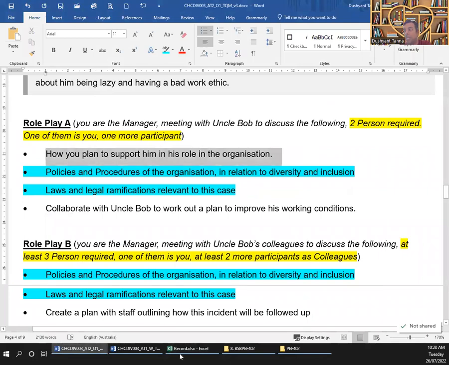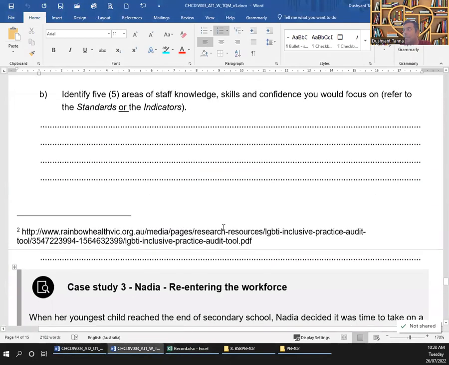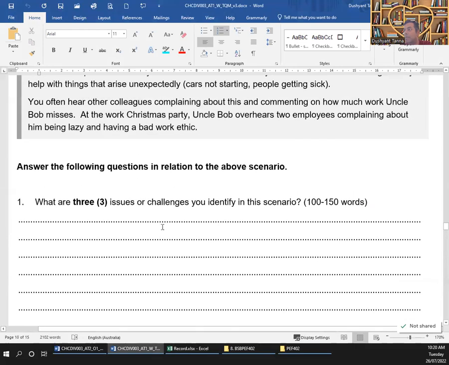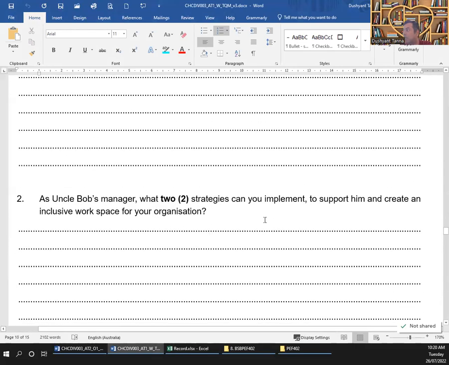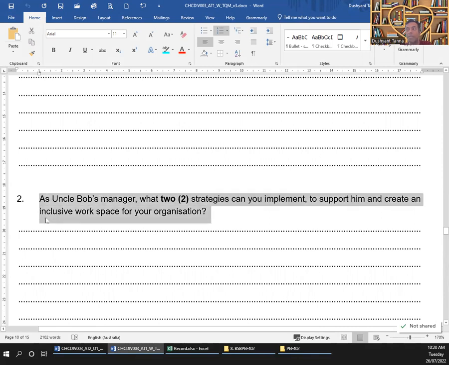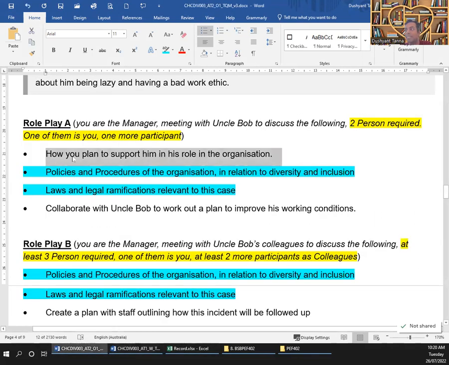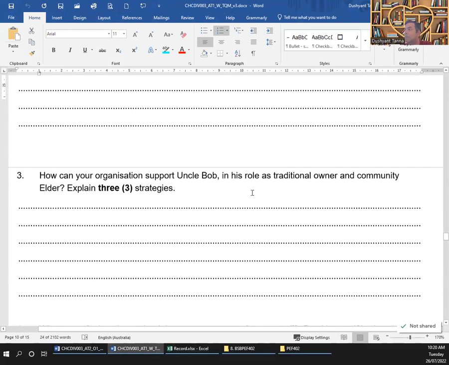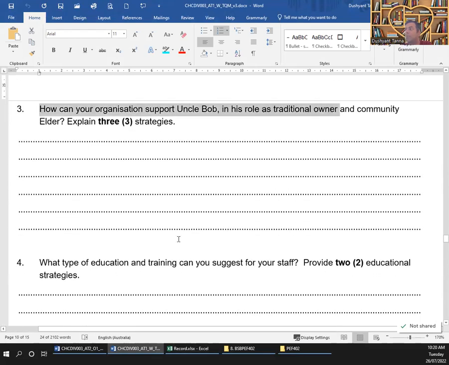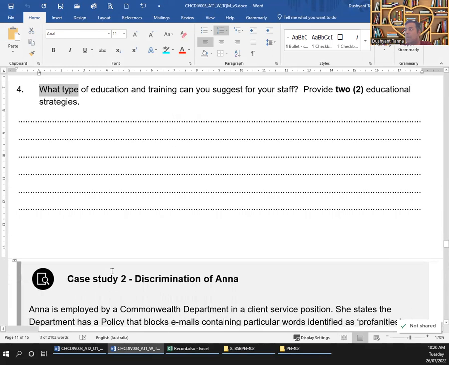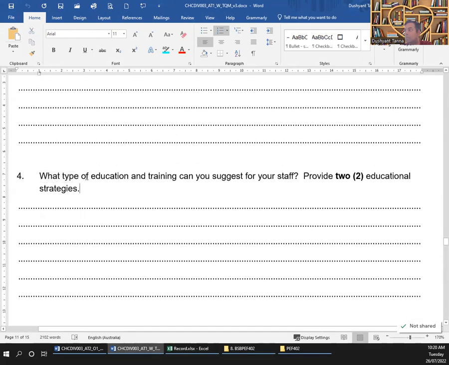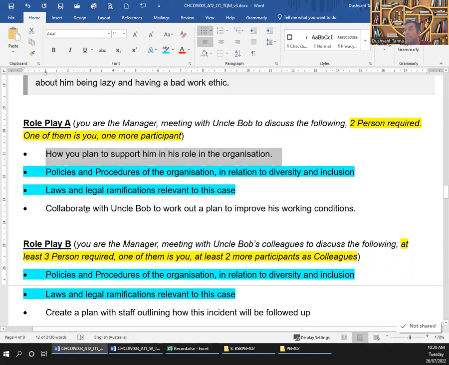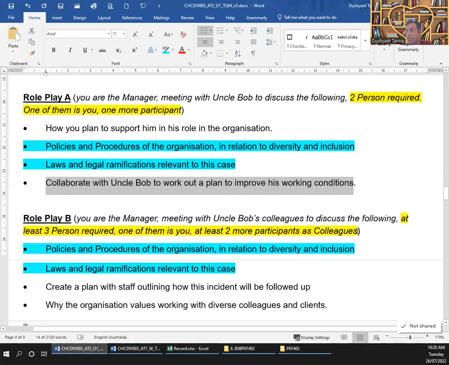How are we planning to support him? Again, it is, I believe, from AT1. As Uncle Bob's manager, what 2 strategies can you implement to support him and create an inclusive workplace? That's the same thing: how do you plan to support him? Policy, procedure and laws, right? How can you support? Then we have: how do you collaborate to improve the working condition?